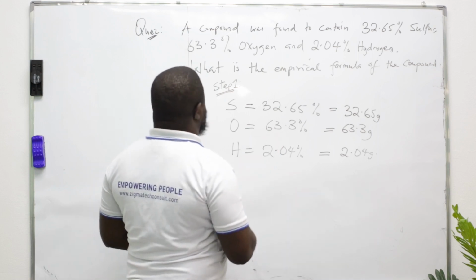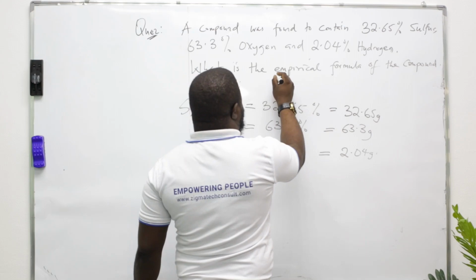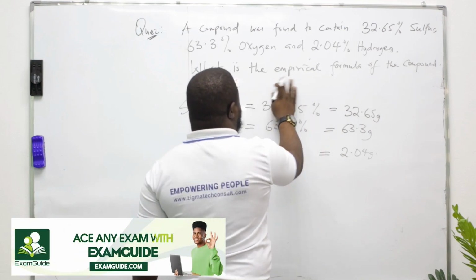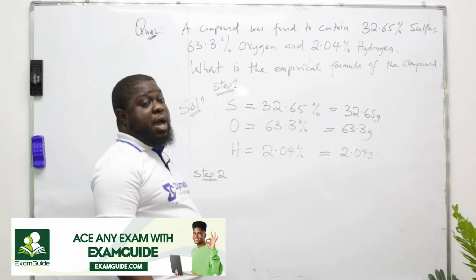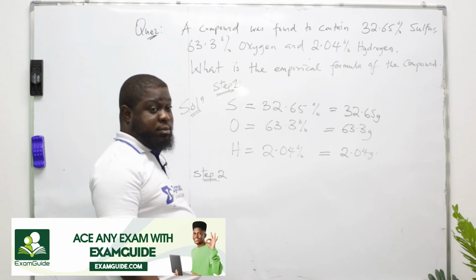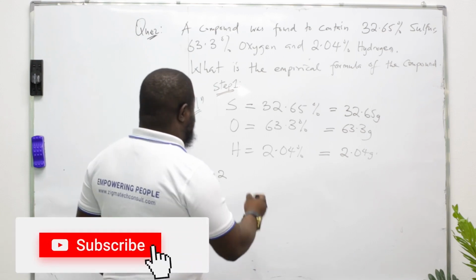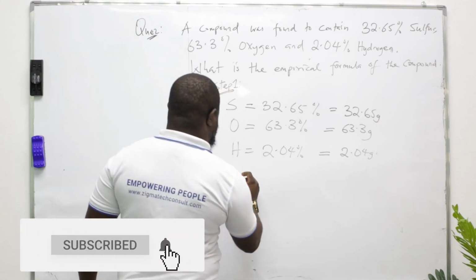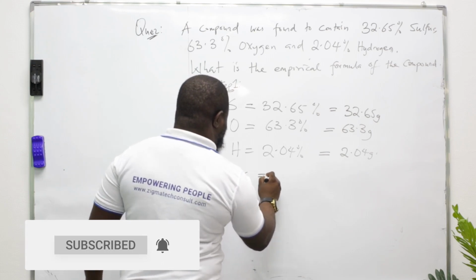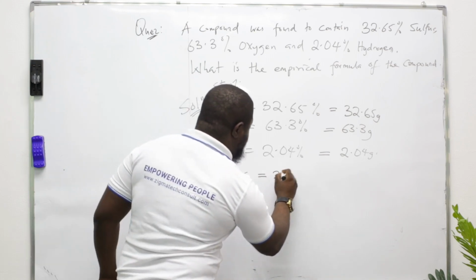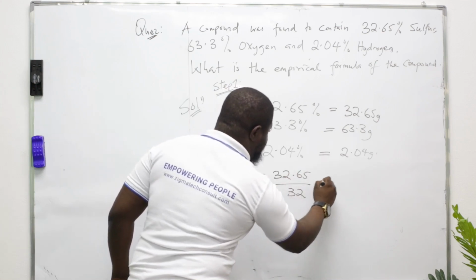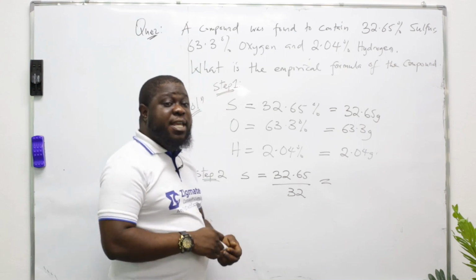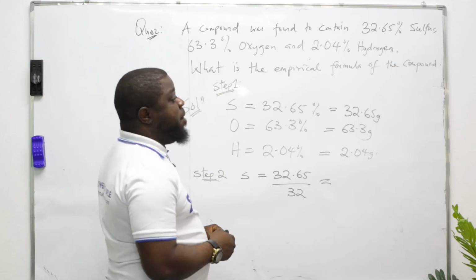Mass of sulfur is 32. S is equal to, mass of sulfur is 32. Mass of oxygen is 16. And mass of hydrogen is 1. In essence, the mass of sulfur will be equal to 32.65 divided by 32. They say divide all the given masses by their molar mass.